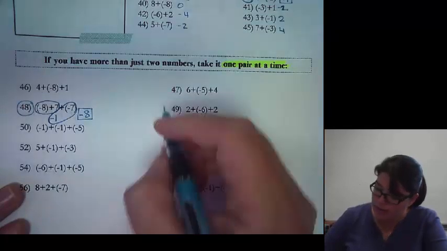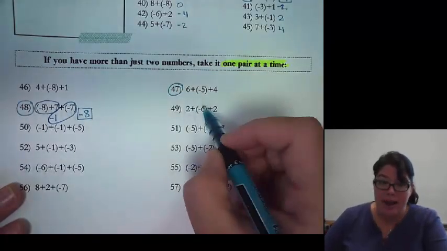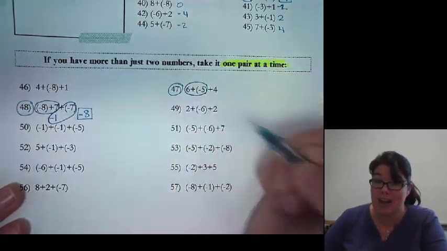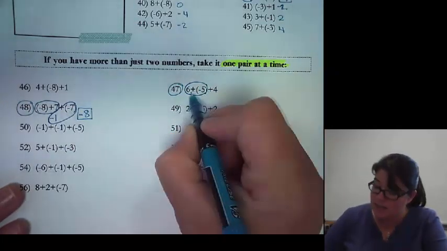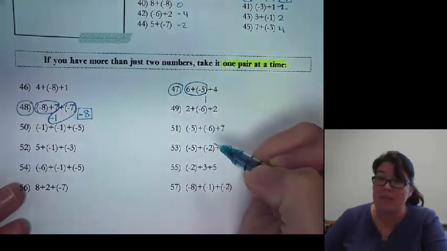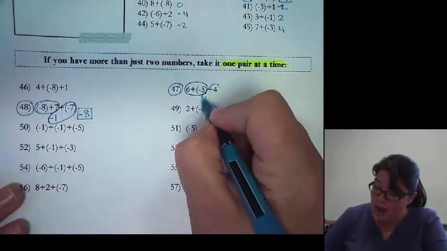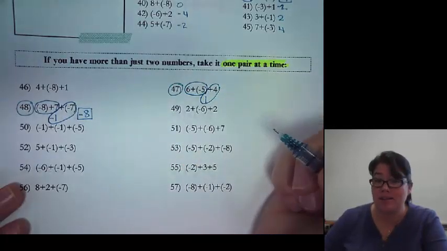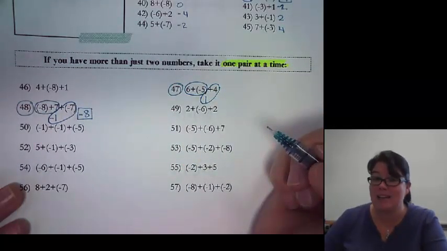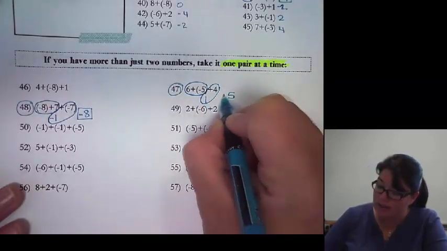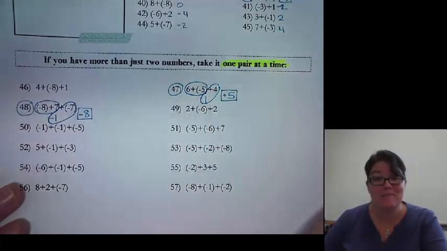Let's do number 47. Okay, so here we have 6 and negative 5. Different signs. Subtract. 6 minus 5 is 1. Keep the sign of the bigger one. 6 is bigger, so this is positive. Now I'm going to do my second pair. Positive 1 and positive 4. Same signs, add and keep. 1 plus 4 is 5. Keep the positive sign, and I'm done.